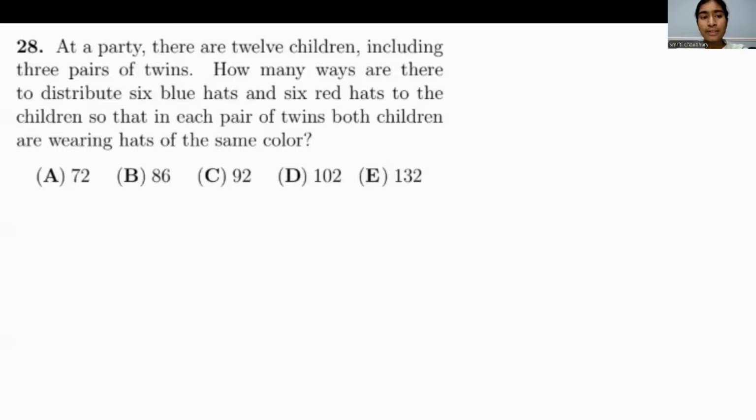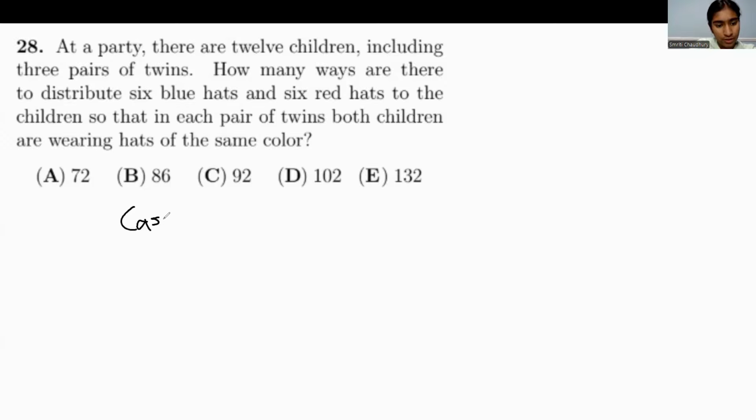Number 28. At a party, there are 12 children, including 3 pairs of twins. How many ways are there to distribute 6 blue hats and 6 red hats to the children so that in each pair of twins, both children are wearing hats of the same color? So basically, the twins will always have the same hat color. So there's 2 cases to consider.